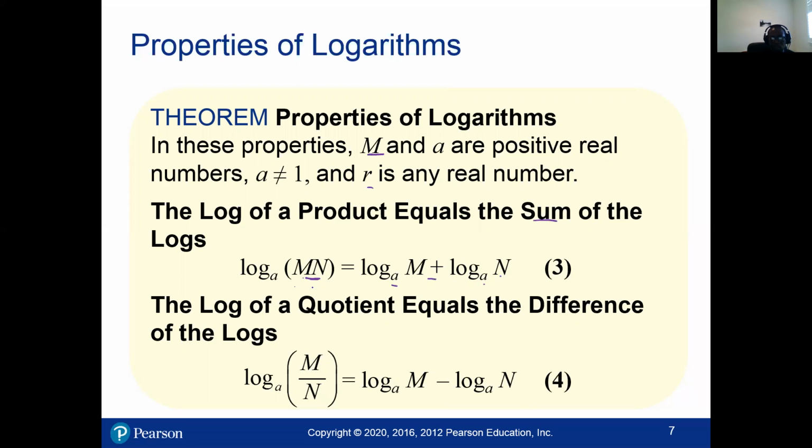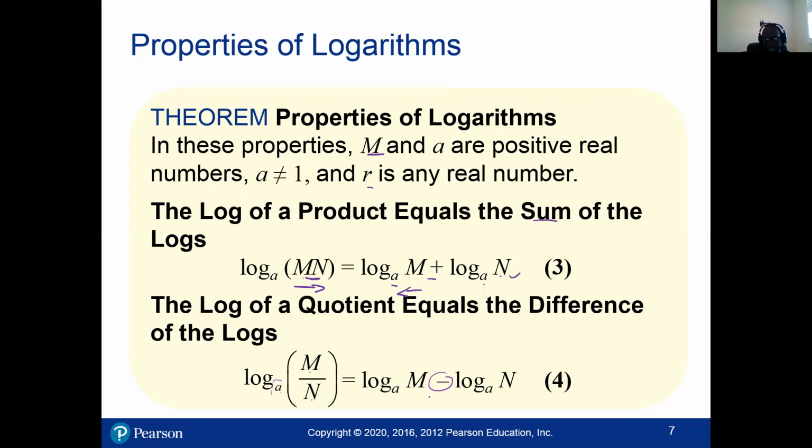Now this is going from left to right. If I have this, I can write it as a single. If you have plus, you can write it as a single, which would be a product. So in other words, a product becomes a sum of logarithms. Now sums of logs will condense to a product. On the other hand, if you have a quotient like m divided by n, the log of that with base a becomes a difference. It's the same thing, but this is the difference.